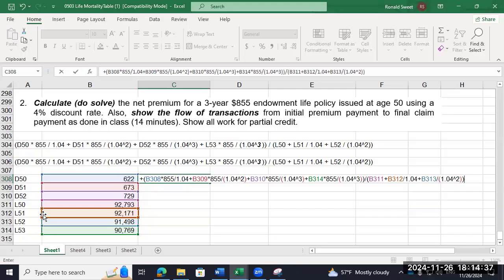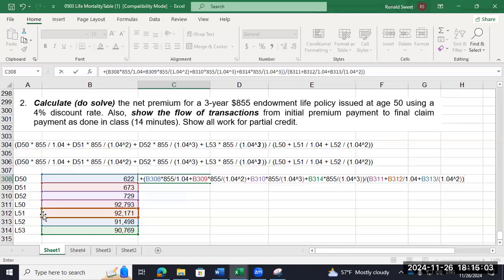I don't know if anyone has an answer yet. It's going to be a small number because the payout's only $855. But one thing to think before you hit enter, they're going to pay 3 premiums and everybody's going to get $855. So your premium, if everyone's getting $855 and not that many people die. So most people, this is the time value.